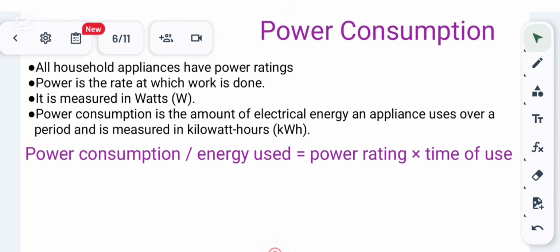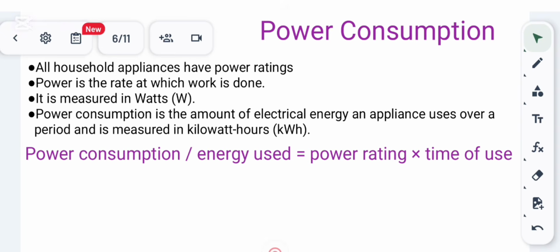Power is measured in watts, and the symbol is W. Just like when we speak of current and voltage, the unit for current is the ampere and the unit for voltage is the volt, power also has its unit, called the watt.